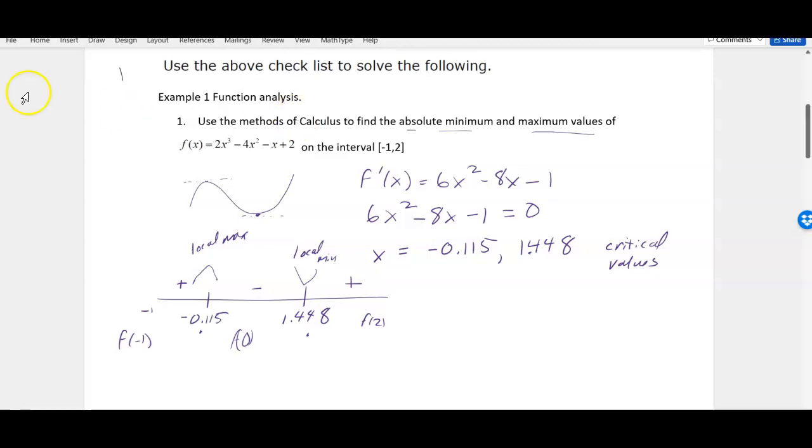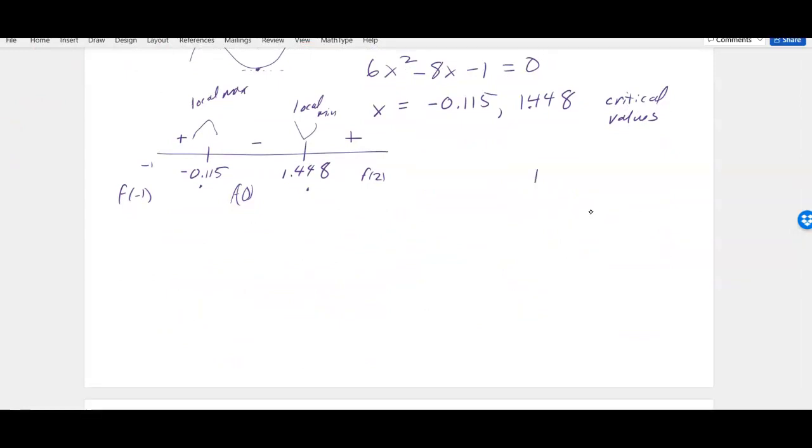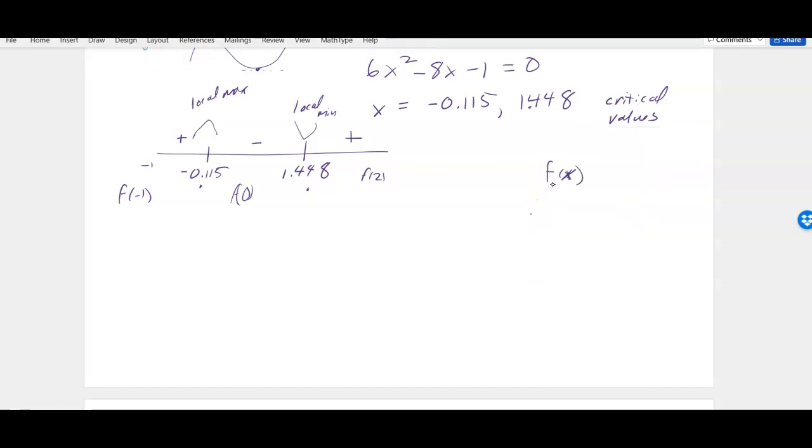So what you do next is you just make a little table of values. And you can use your calculator to calculate these values. What you're going to do is take the numbers for x that you found, the critical values, and check to see if that y is the highest or lowest in the interval. So there's x and f of x. I need to check the y coordinates of all of the critical values and the endpoints.